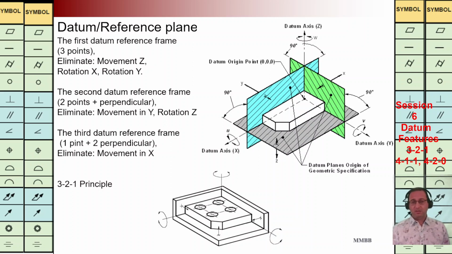As we have discussed, here at the beginning, I'm going to delete 3 degrees of freedom and then 2 degrees of freedom. And lastly, I'm going to eliminate 1 degree of freedom. We call it 3-2-1 principle.